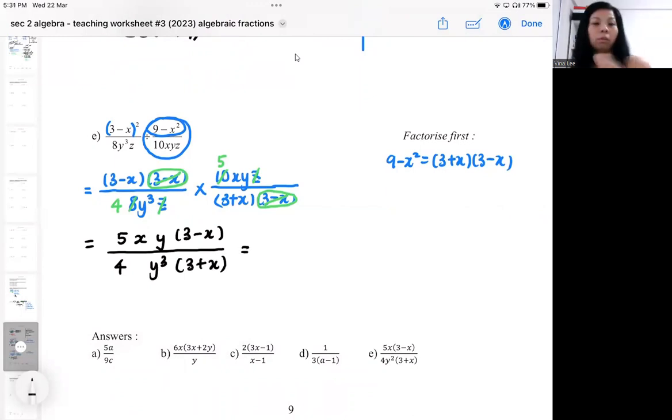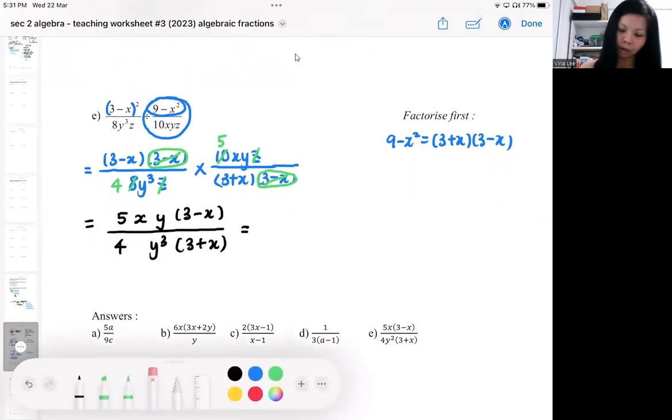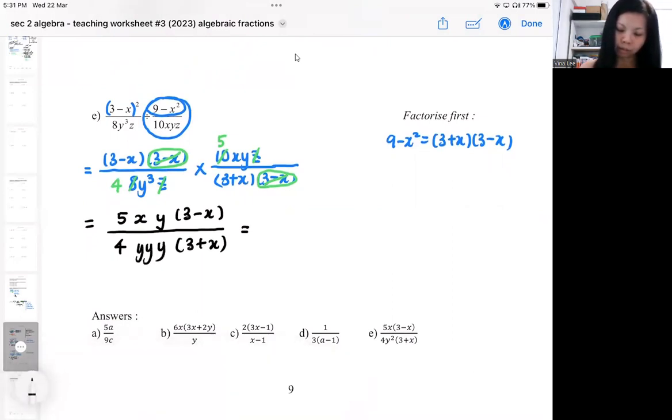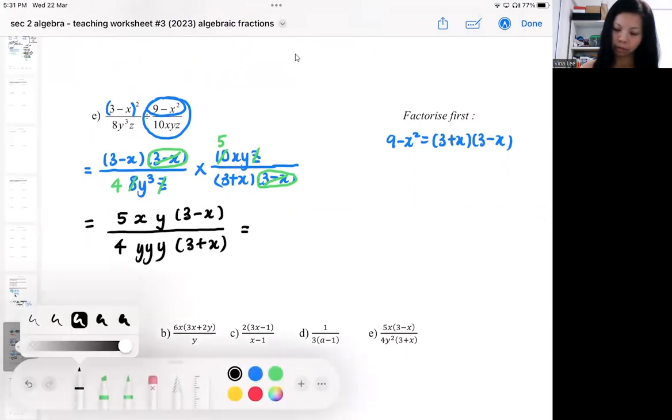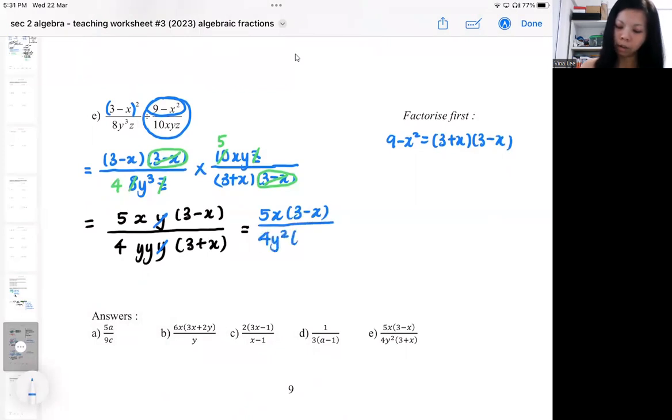So after you do that, you see, can you cancel the bracket? If you can't cancel, leave it alone. But do you realize that you actually got your y cubed to cancel? So eventually your final answer is 5x with a bracket, and you got a 4y squared with the bracket.